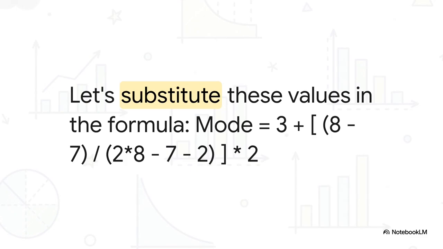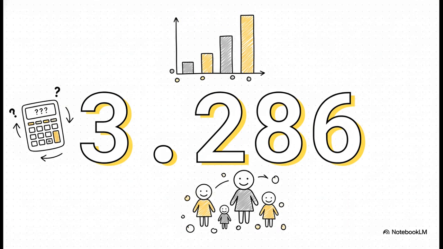And now for the easy part. We just plug all these values right into the formula. We substitute the values for L, F1, F0, F2, and H. Just be careful with your calculations. From here, it's just simple arithmetic. And after we crunch the numbers, we get our answer, 3.286. So that's the mode for this data. And what does that actually mean? It means that in this survey, the most common family size is approximately 3 members. See, it tells a story.